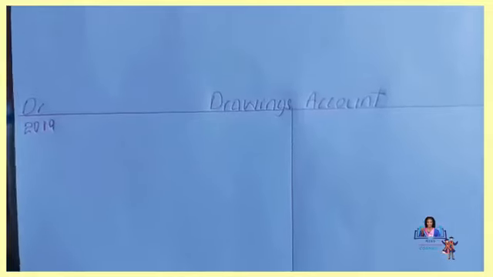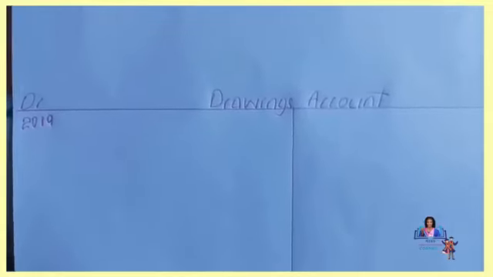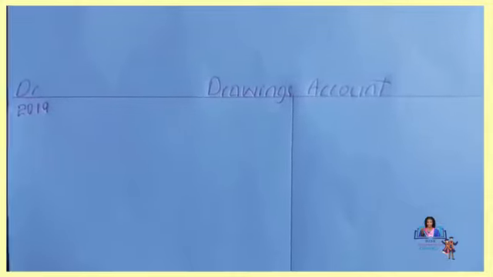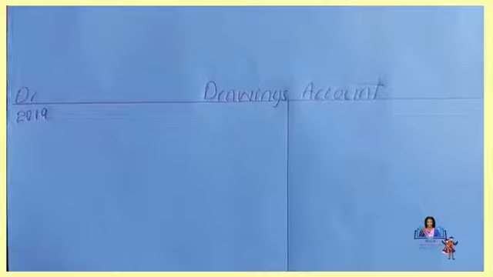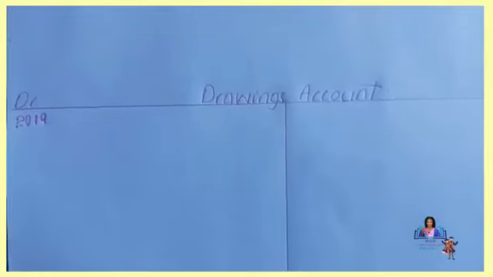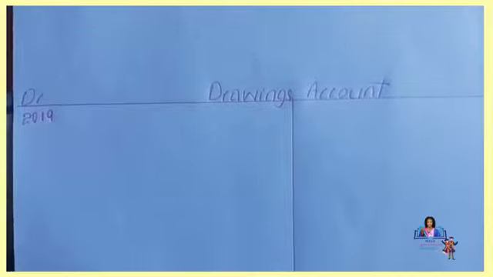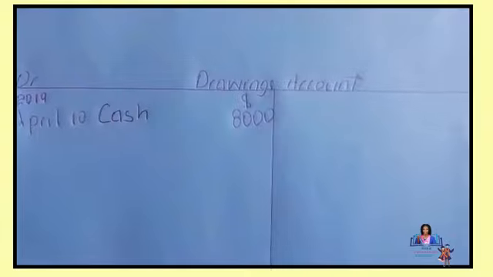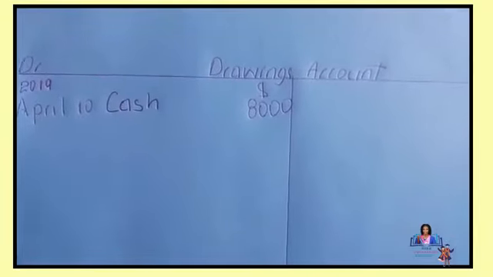Now I'm going to go ahead and make the entry in the drawings account. So I should go ahead and debit the drawings account to show a reduction in capital, to show that the owner took money out of the business for his personal use. So that's a reduction in capital. The drawings account would appear like this.